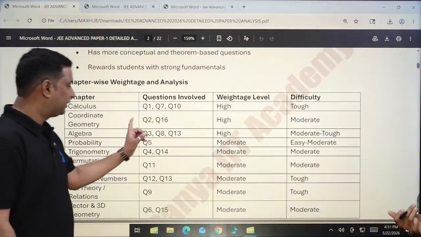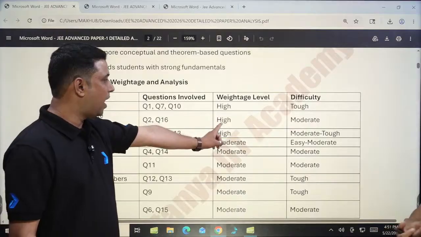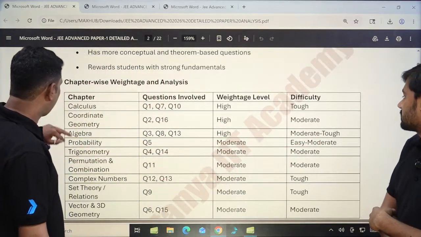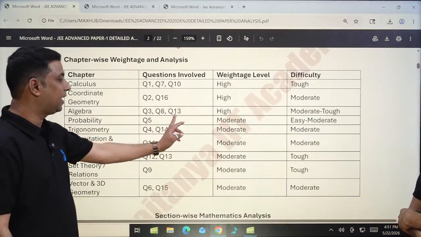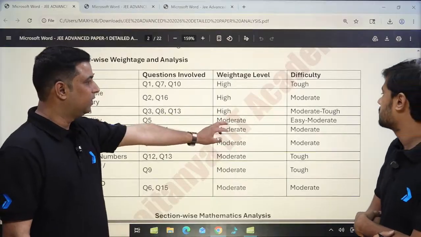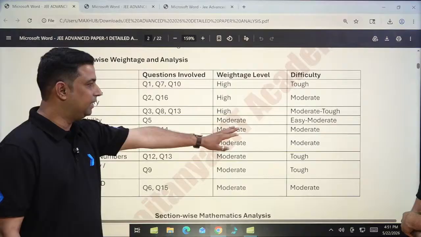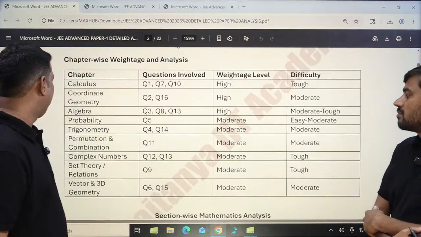Coordinate geometry. Question 2 and question 16 were from coordinate geometry, and it has high weightage, but it was on the moderate side. Similarly, if I talk about algebra, probability, trigonometry, questions 3, 8 and 13 again had high weightage, moderate to tough. The easy question was probability. Question number 5 was easy to moderate. We can put that question into the easy to moderate level.